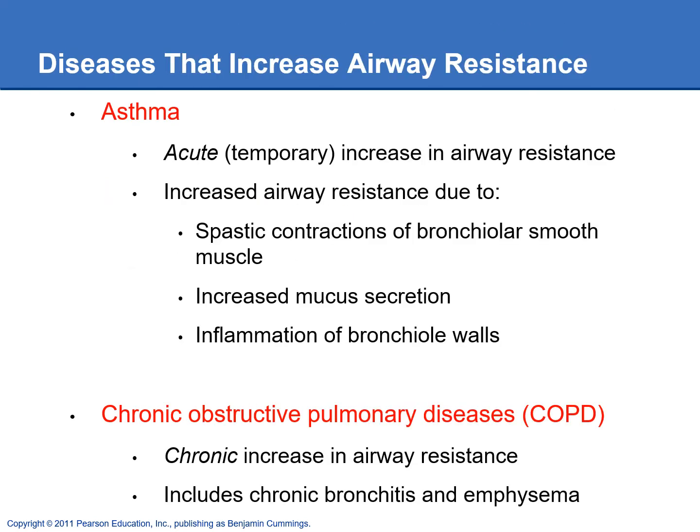There are a few diseases that increase airway resistance. We have asthma, which is acute or temporary. So you're going to increase your airway resistance during an asthma attack, but then the rest of the time you'll be normal. And during an asthma attack, the bronchial smooth muscle constricts, you increase the mucus production, and the bronchial walls become inflamed. And so all of that will increase airway resistance and make it harder to breathe.